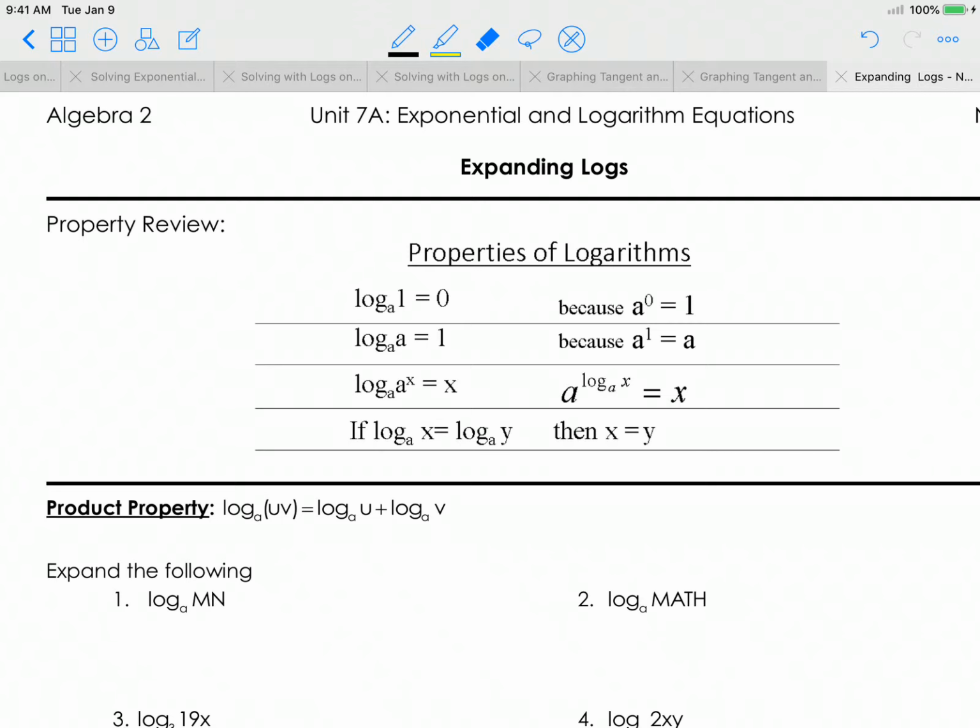Hi, Algebra 2. Today we're going to be talking about expanding logs. Before we get there, I want to remind you that these are the special logs that we've talked about before. Make sure that they're listed somewhere on your green sheet. When we get done with this video, you can go ahead and write them down and go back to review them.